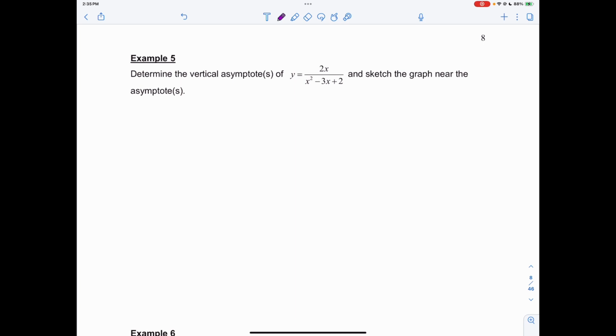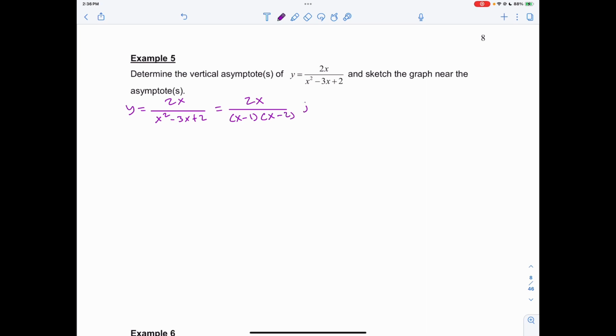For example 5, it asks us to determine the vertical asymptotes of y is equal to 2x over x squared minus 3x plus 2 and sketch the graph near the asymptotes. So we're going to start by saying if y is equal to 2x all over x squared minus 3x plus 2, then we're going to factor down that denominator and say that's going to be 2x all over x minus 1 and x minus 2.